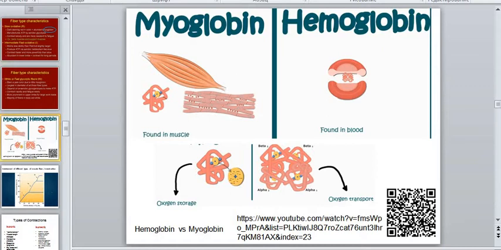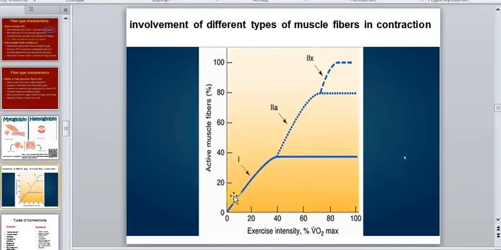I will leave links to the video. Different types of muscle fibers are involved in contraction differently. It depends on the intensity of the exercise. You see the slide. It depends on the intensity of the oxidative process. We have different activity.